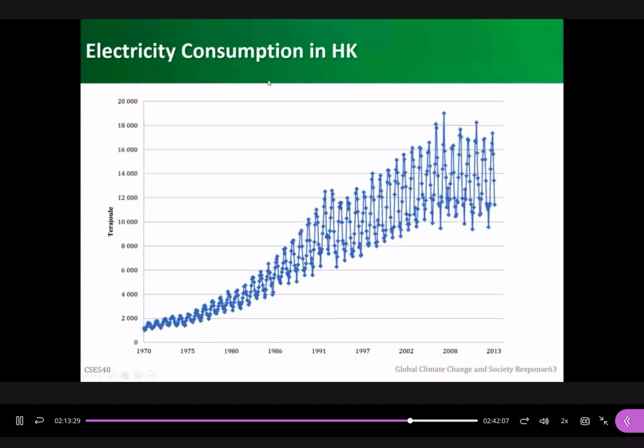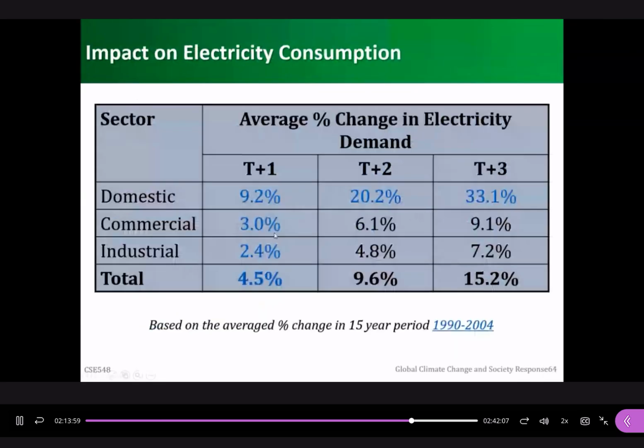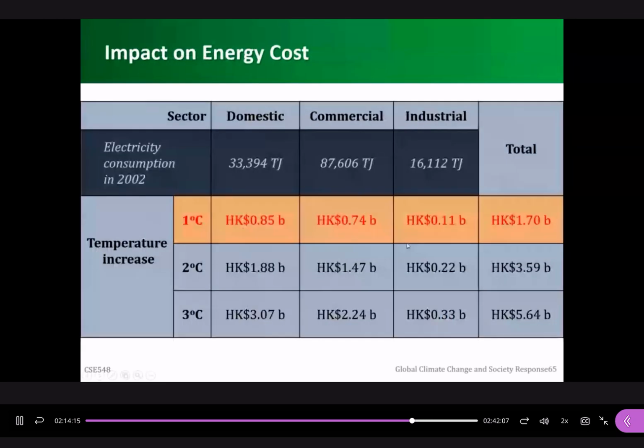Here is the electricity consumption in Hong Kong in the past 50 years. You can see it increased greatly, so far around 8 times. It's caused by many factors, but climate change is also a big contributing factor to this energy consumption. This is some data for temperature increase and electricity consumption. For a 3 degrees Celsius increase, we will have a 15% increase of the energy consumption. And the energy cost for a 1 degree Celsius increase is 1.7 billion. For 3 degrees Celsius, it's close to 6 billion.